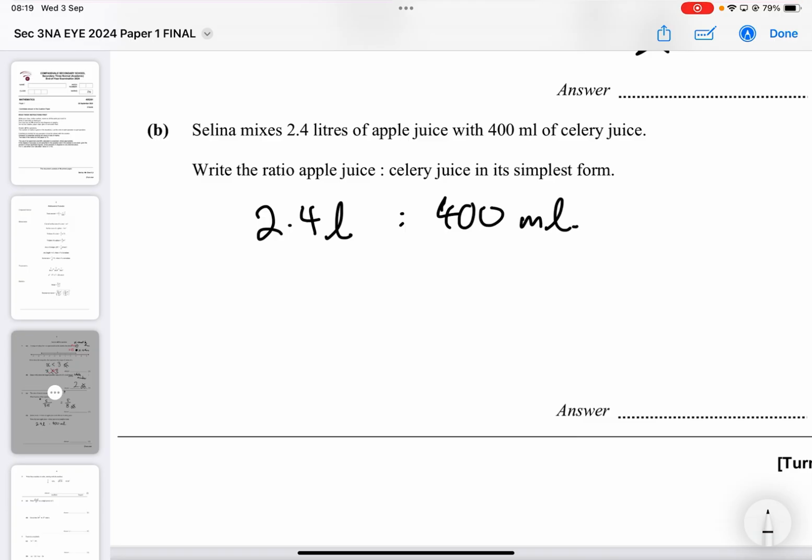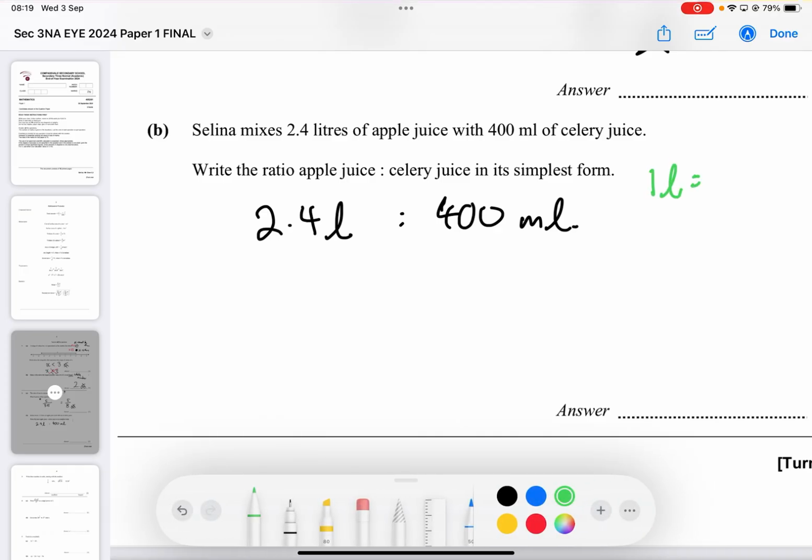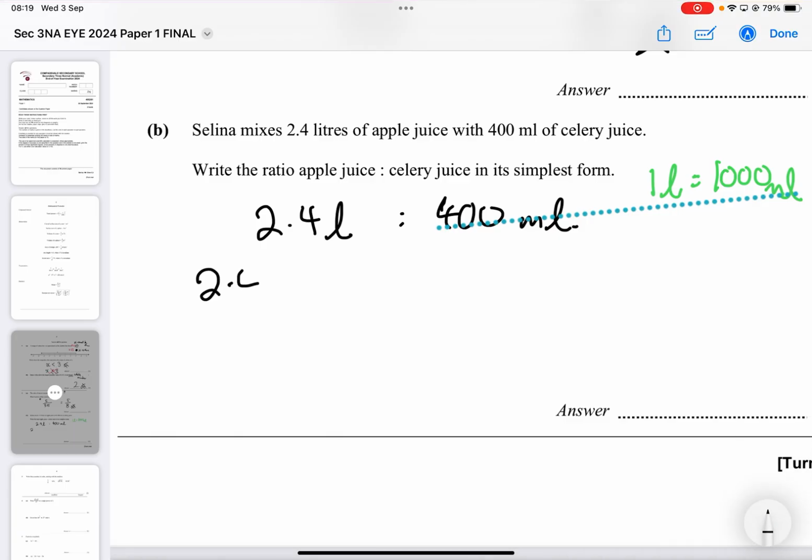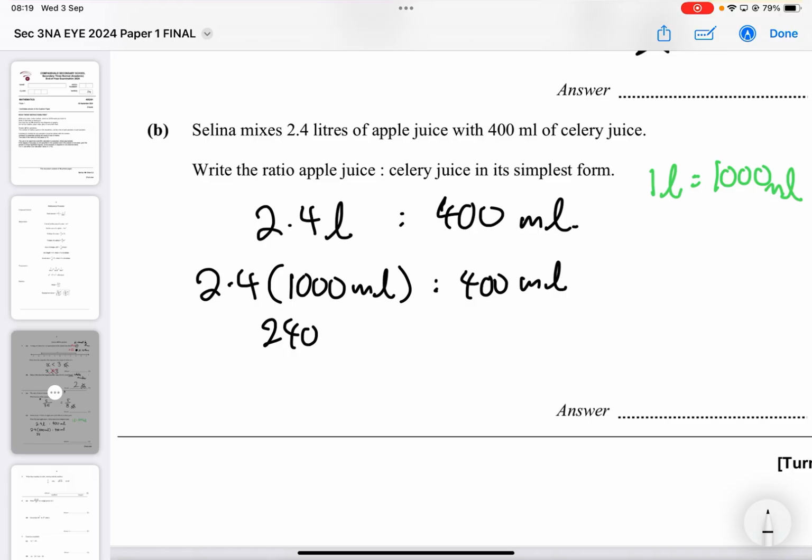It is easier to convert a bigger unit to a smaller unit. Liter is a bigger unit. Then every 1 liter is 1000 milliliter. Okay? So if I want to convert, I will write 2.4 liter first. Then every 1 liter is 1000 ml. So 2.4 times 1000, it will become milliliter. So 2400 is to 400.